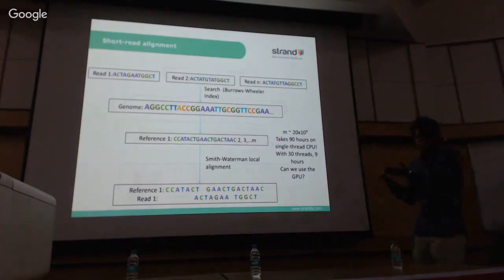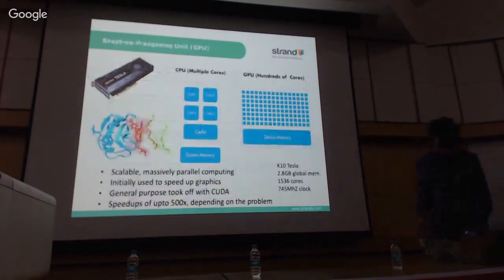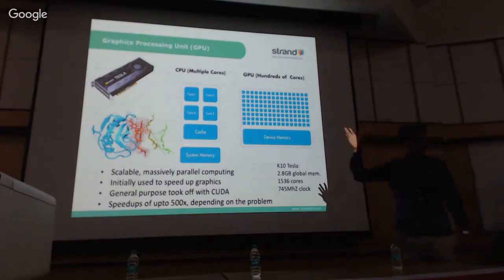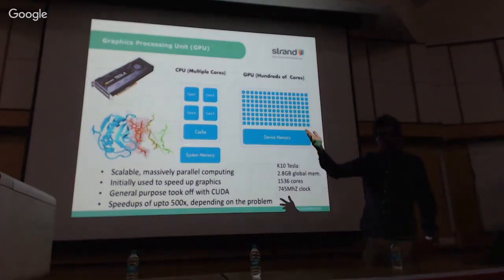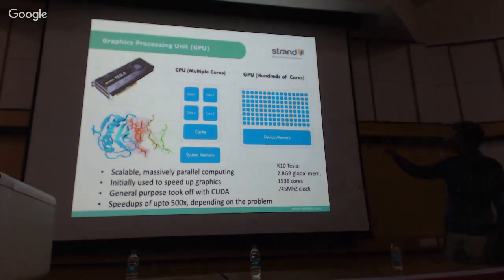So BWA is like this, for instance. So can we use the GPU? That was the sort of motivating question. This is a very specialized piece of technology which has been used traditionally in the past to solve computer graphics type problems, repurposed now to solve, hopefully, a problem in genomics.